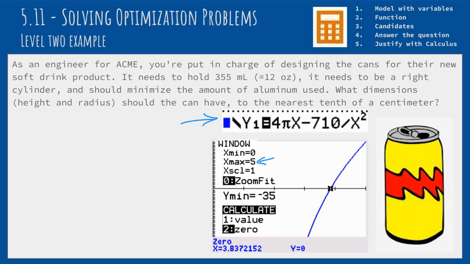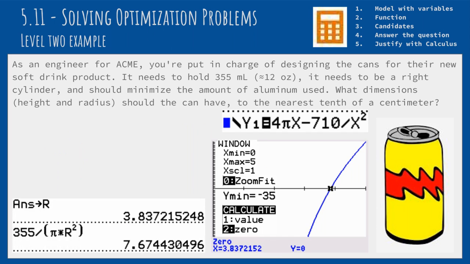So, answer the question. In order to answer the question, we have the radius, that's going to be the x, but we also need the height. It says the height and radius. So since I'm going to use the radius to get the height, I want to store that value into the calculator and then use that to figure out what the height is going to be. Remember, we have a relationship that the height equals 355 over pi r squared. So I'm going to take this value and plug it into that expression to figure out what the height is. And I'm going to use the calculator's memory to make sure that's as accurate as possible.